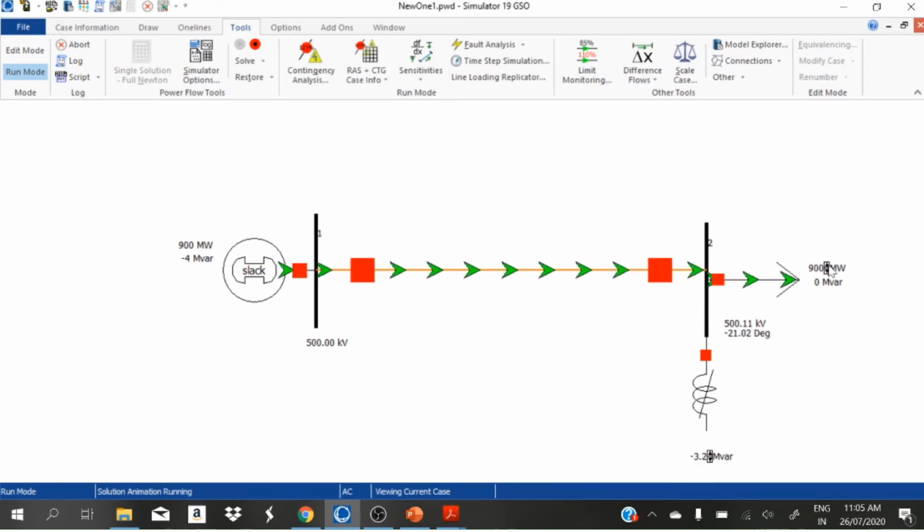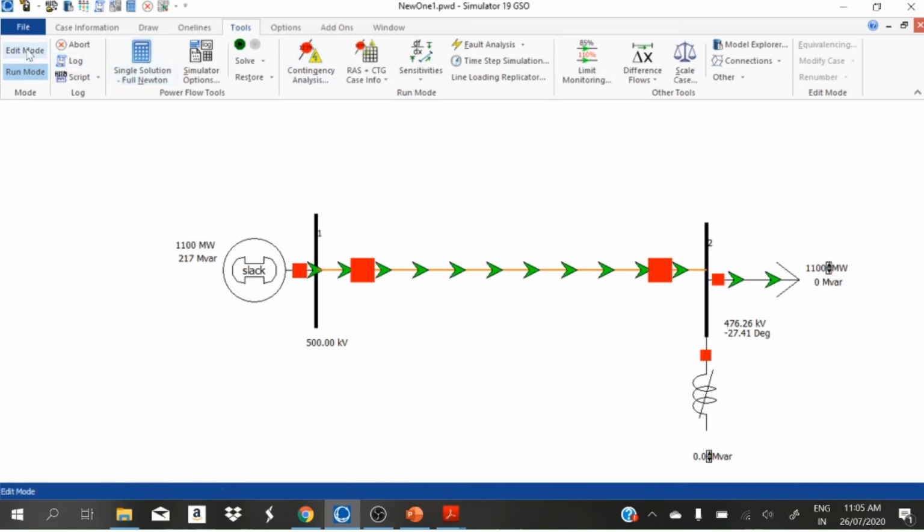Now we can increase, so it is equal to a 1000 megawatt load. For increasing load, the voltage is still decreasing from 500. We cannot use this switched shunt reactor further to maintain this voltage. Now we have to change this inductor to a capacitor.